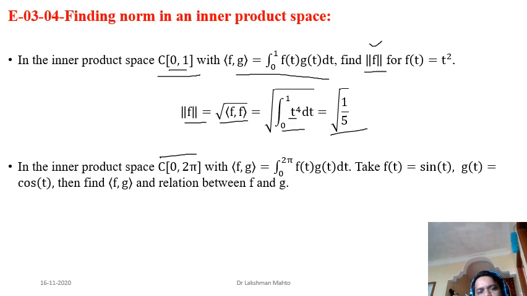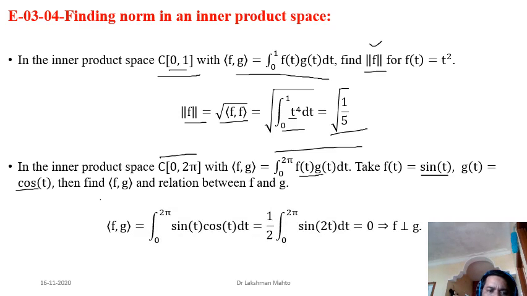Similarly, if you take another space, C[0, 2π], the collection of all continuous functions over the interval 0 to 2π, we again define the inner product in this way: the integral over 0 to 2π of the product of the two functions. In this interval we take two functions, one is sin t and the other is cosine t. Now let us find the inner product of sin t with cosine t.